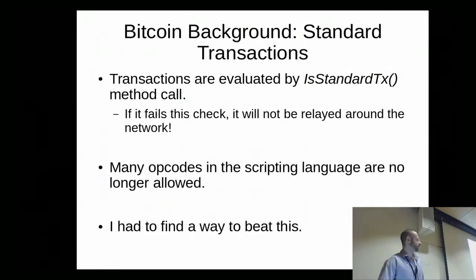So I started digging around the Bitcoin code, and I happened upon this isStandardTX method call. And this happens to be the gatekeeper to whether or not a transaction will be relayed across the network. So if you wanted to play around with any of the various scripting language components to try to jam data into a transaction, you need to pass this isStandardTX method call. So I started by analyzing that.